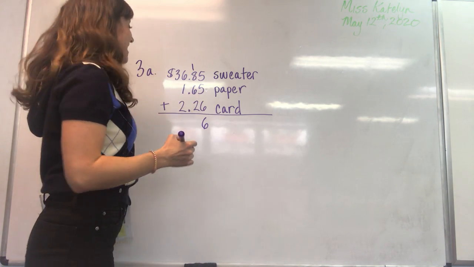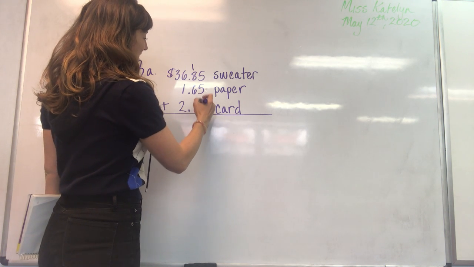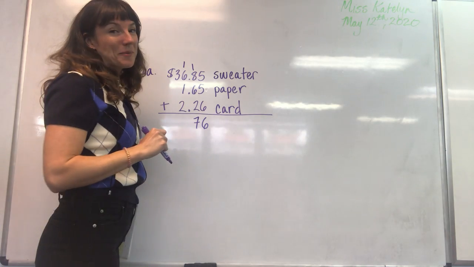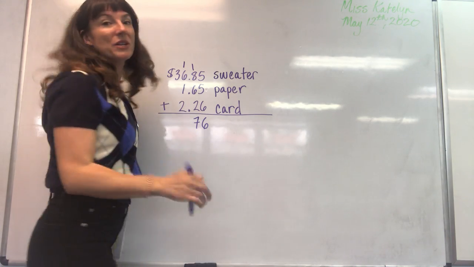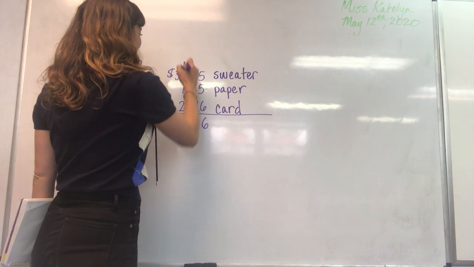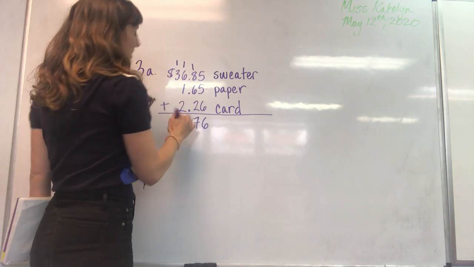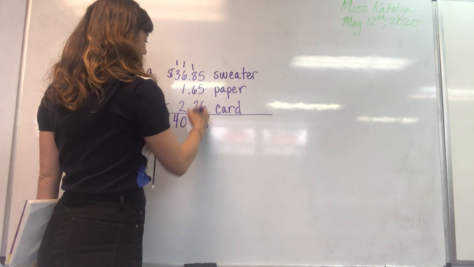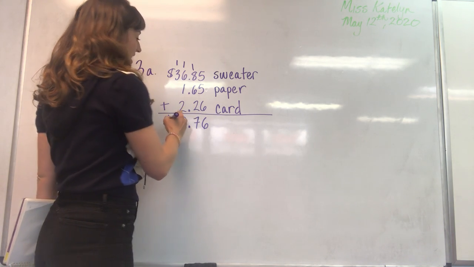1 plus 8 is 9, 9 plus 6 is 15, and 15 plus 2 is 17. 1 plus 6 is 7. 7 plus 1 is 8. And 8 plus 2 is 10. Carry that 1. 1 plus 3 is 4. Bring down that decimal point and that dollar sign.